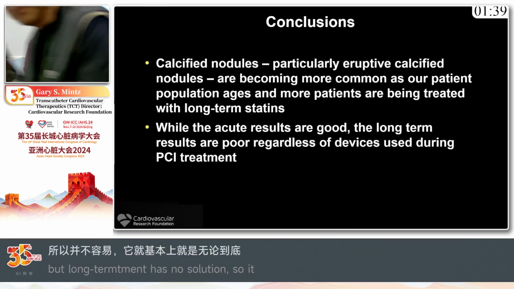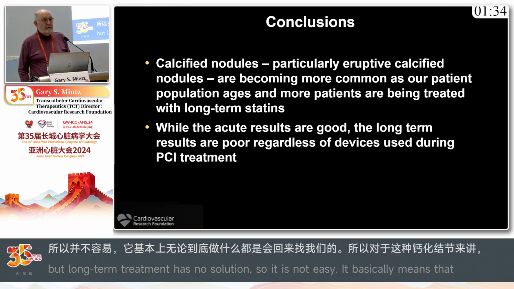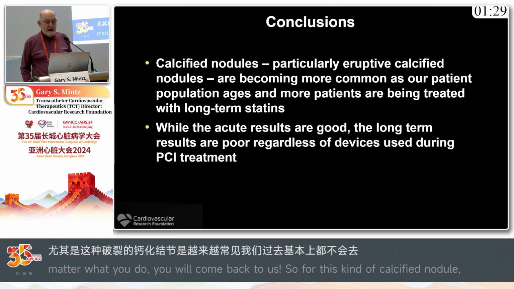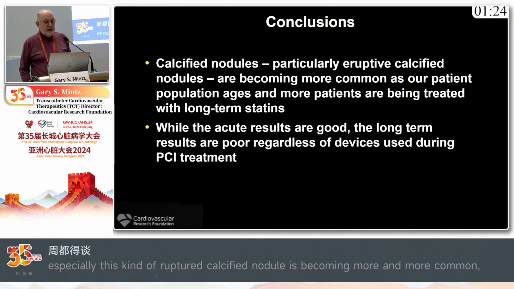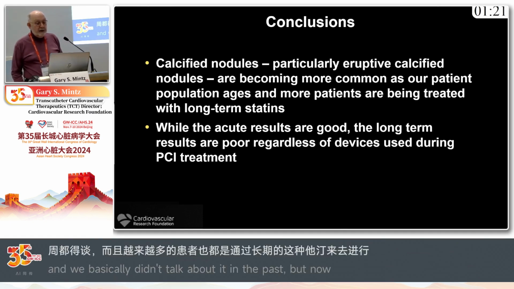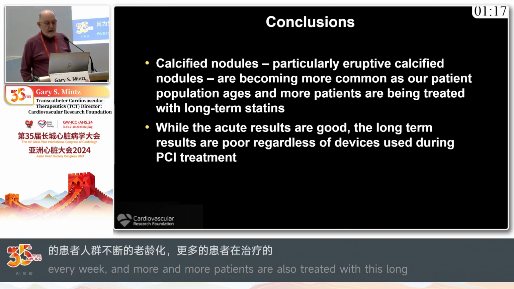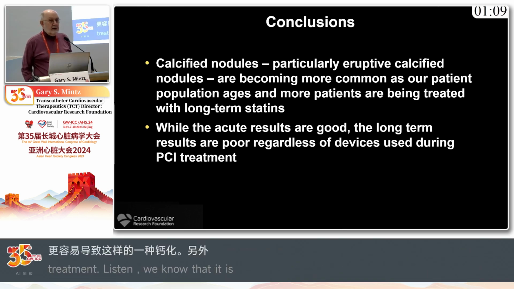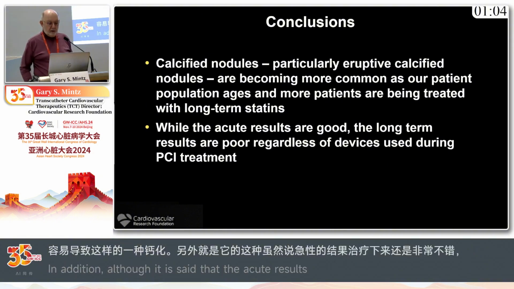So calcified nodules, particularly eruptive calcified nodules, are becoming more common. We never used to talk about this, and now we talk about it every time. Half the cath conferences I attend, they present calcified nodules. They're becoming more common, I think, as our patient population ages, and more patients are being treated with long-term statins, which we know increase coronary calcium. While the acute results are good, the long-term results are poor, regardless of the devices used during PCI treatment. It doesn't matter what stent or even a non-stented strategy, these patients do poorly. Thank you for your attention.